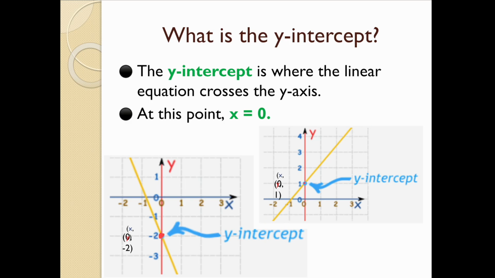1. So 1 is the y-intercept and the coordinate of the y-intercept is 0, 1. Okay, because on the x-axis 0, 1 is this coordinate, but our y-intercept is actually 1. Likewise over here, it crosses at this point, negative 2, and it's 0, negative 2, which is the coordinate of the y-intercept.